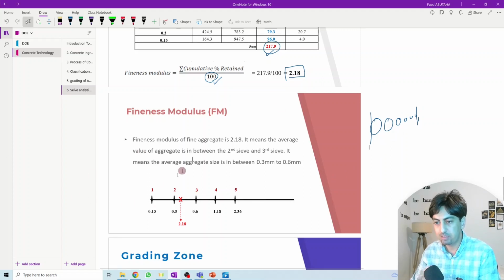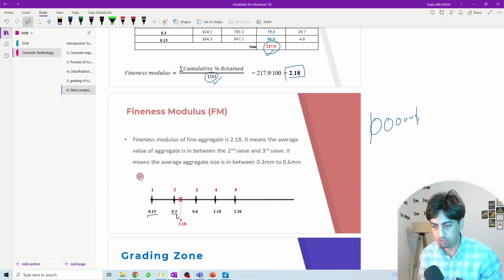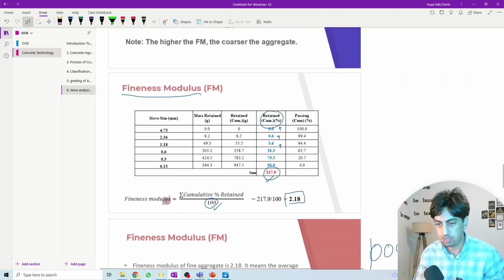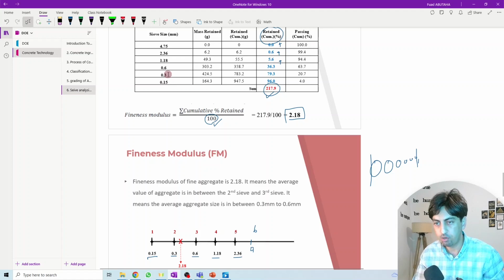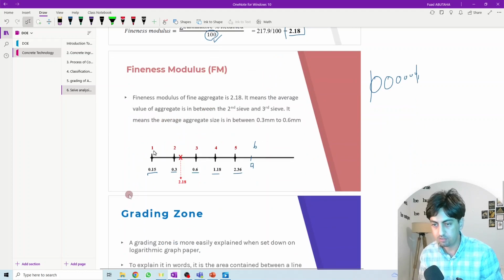And this number tells us, for example, the first sieve is 0.15, then 0.3, 0.6, 1.18, 2.36, and the sixth one will be 4 millimeter. So we arrange these from the smallest to the highest, and we name the first one as 1. This is 1, 2, 3, 4, 5, and 6, etc. And this one, 2.18, means it lies between 2 and 3. This will be somewhere here.